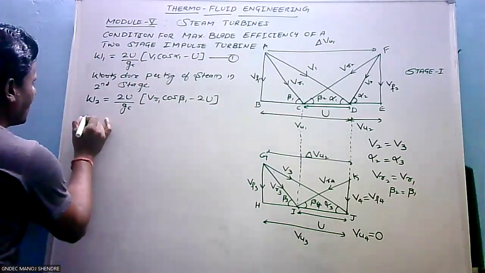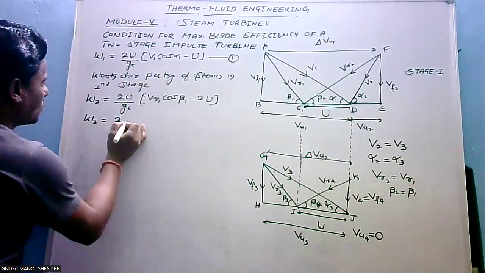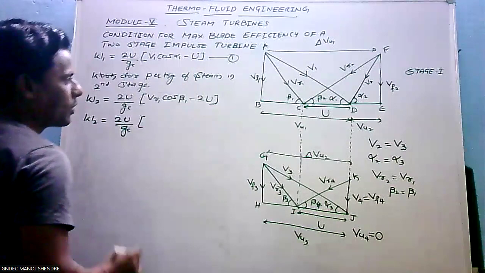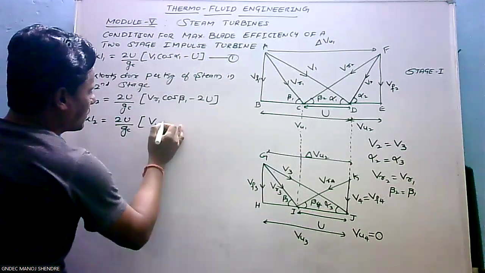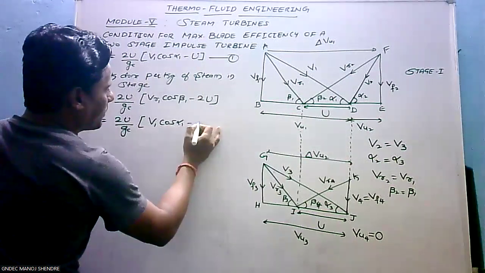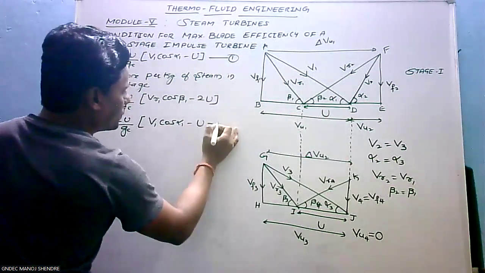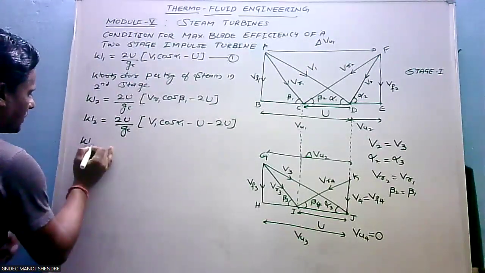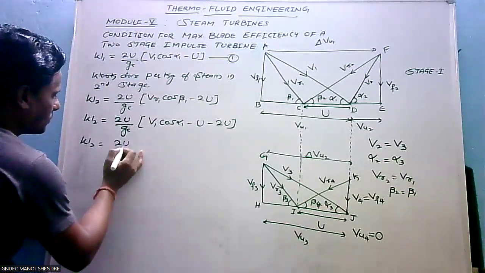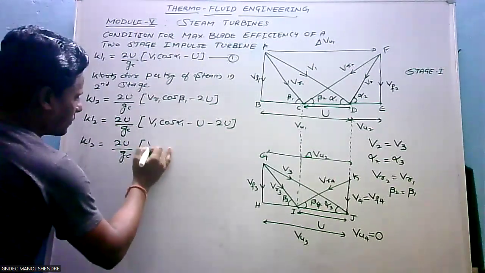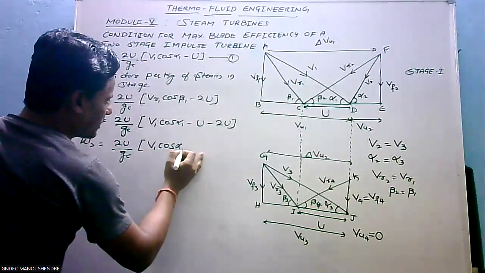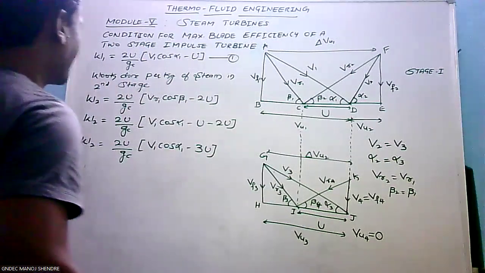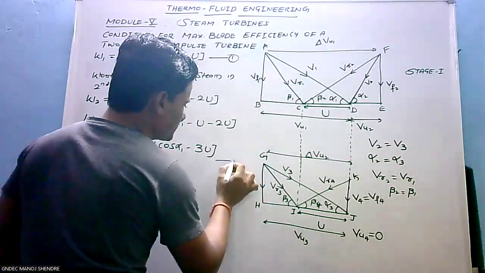Right? So W2 is equal to 2U by GC into VR1, which is V1 cos alpha 1 minus U, V1 cos alpha 1 minus U, minus 2U as it is. Minus 2U as it is. So W2 can also be written as 2U by GC into V1 cos alpha 1 minus 3U. Minus 3U. Let me keep this as equation number 2.